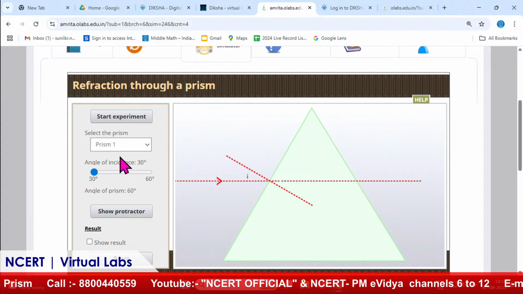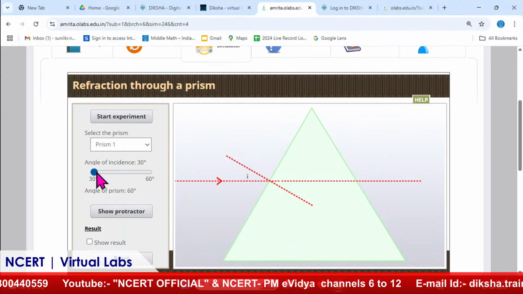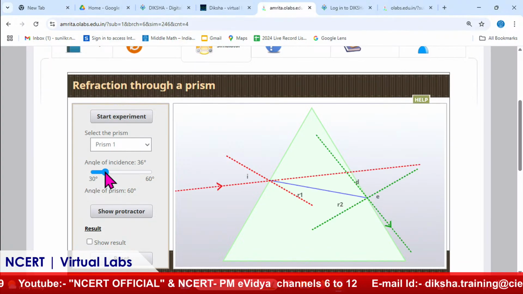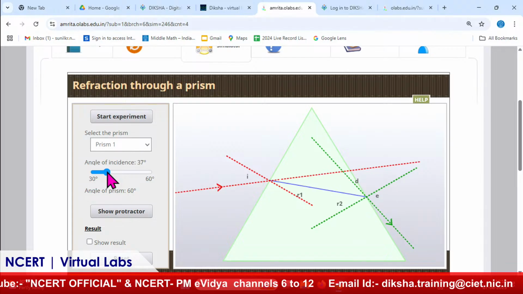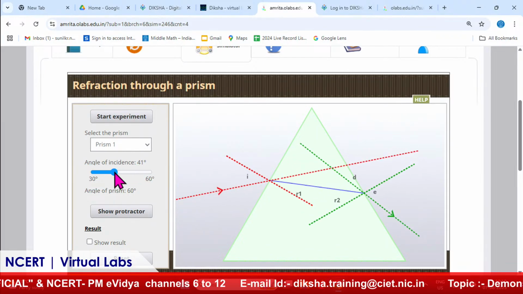Okay. So, I am using this prism 1, and this is the angle of incidence, and I can vary this angle of incidence, and accordingly you can see the angle of deviation is calculated. So, one by one we do this experiment.